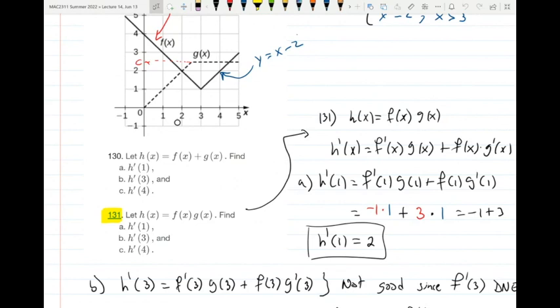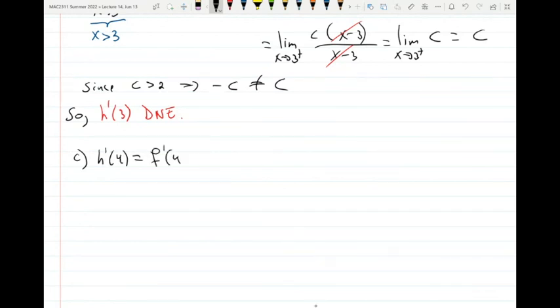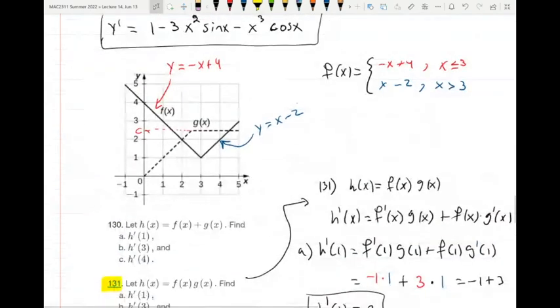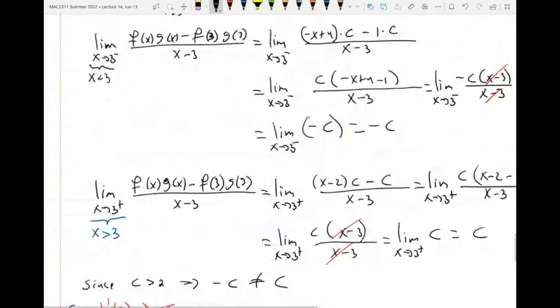Because this is h prime of 4, we can see f is differentiable at 4 and g is also differentiable at 4. So let's do C. So we want h prime of 4, so that will be f prime of 4 times g of 4 plus f of 4 times g prime of 4. Okay. All right, so f prime of 4. What's f prime of 4? Good. So that's 1. Times g of 4.